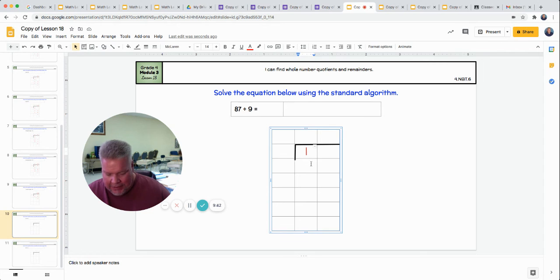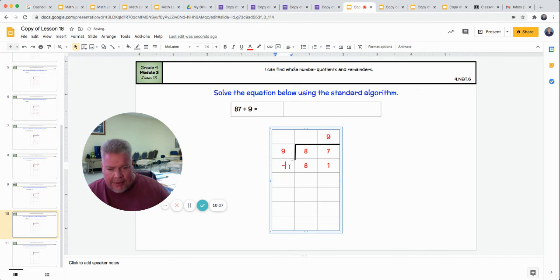87 divided by 9. How many 9s are in 8? None, because 9 is bigger than 8. So we have to look at the number 87. How many 9s are in 87? Well, 10 times 9 is easy. That's 90. That's too big. So 9. 9 times 9 is 81.